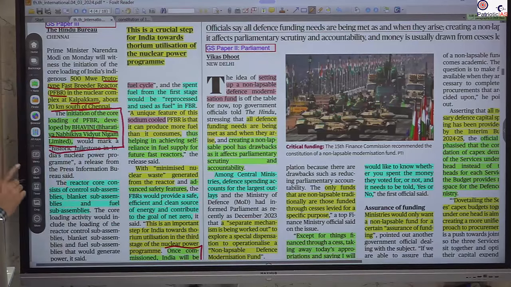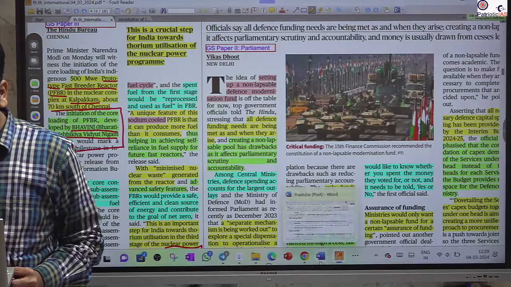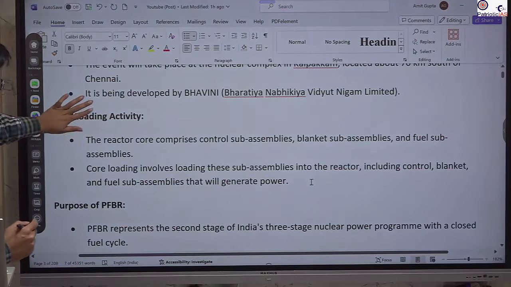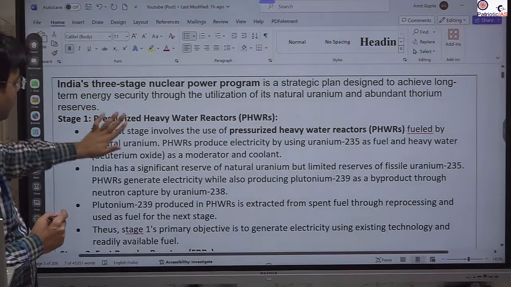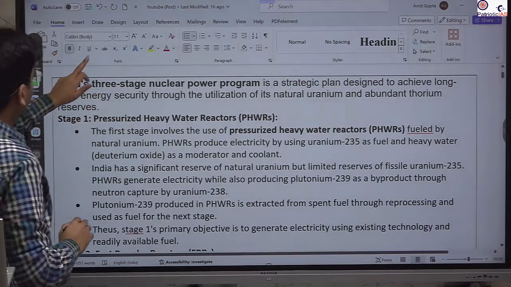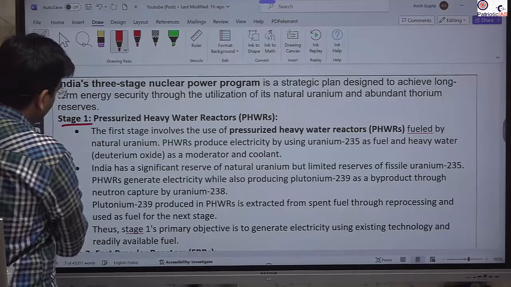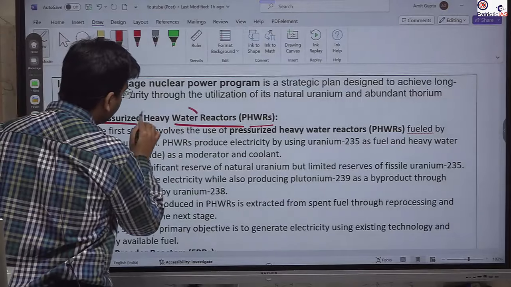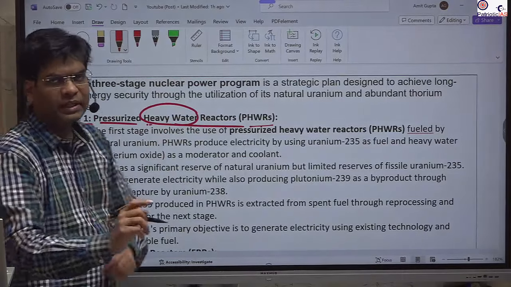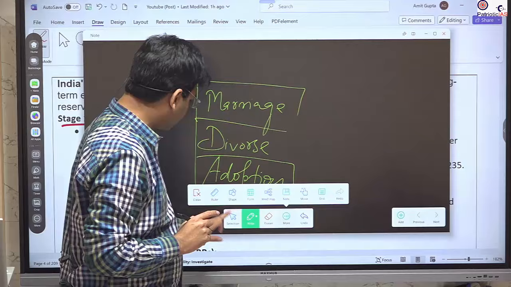Okay, so what is this fast breeder reactor, and what is India's three stage nuclear power production? So let's see the basics. We have some points about this. Under this three stage program, we will start with the pressurized heavy water reactor. There is a different technology that we use in this first stage. In the pressurized heavy water reactors, we use heavy water as the coolant and moderator. So what is happening in this whole process? Let me explain it in a simple manner.